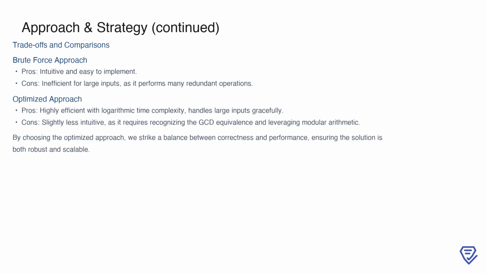When comparing the two approaches, there are clear trade-offs to consider. The brute force approach has the advantage of being intuitive and easy to implement. However, it is highly inefficient for large inputs due to the redundant nature of repeated subtraction, leading to a high time complexity. On the other hand, the optimized approach offers significant efficiency gains with its logarithmic time complexity, making it well-suited for larger inputs. The downside is that it is slightly less intuitive, as it requires understanding the GCD equivalence and applying modular arithmetic. Ultimately, the optimized approach strikes the right balance between performance and correctness.